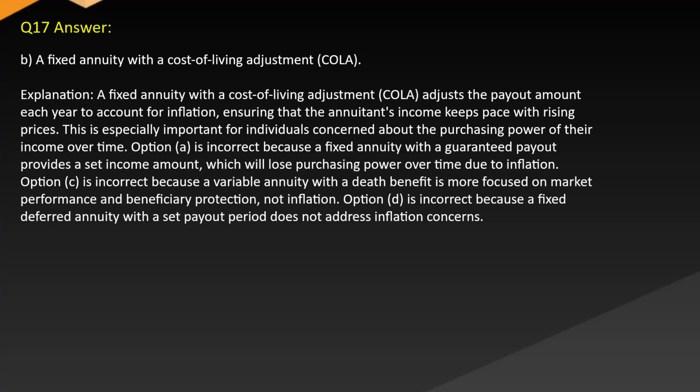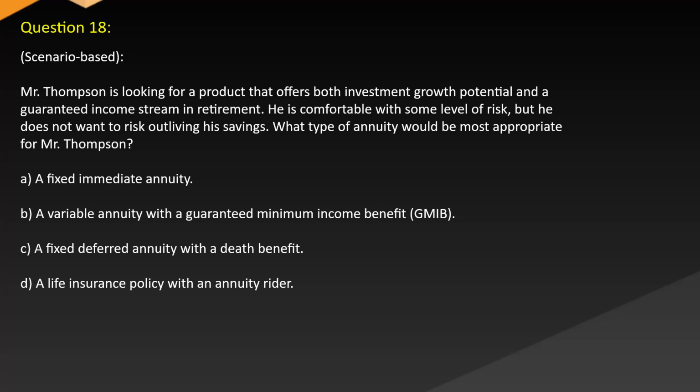Option C is incorrect because a variable annuity with a death benefit is more focused on market performance and beneficiary protection, not inflation. Option D is incorrect because a fixed deferred annuity with a set payout period does not address inflation concerns. Question 18, scenario-based.